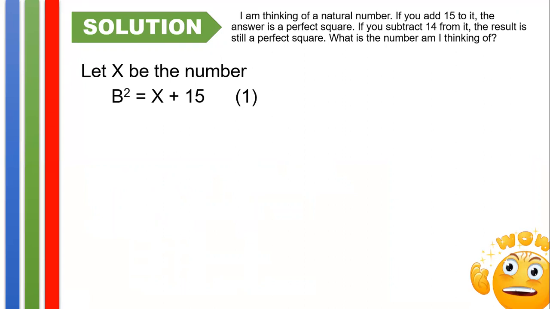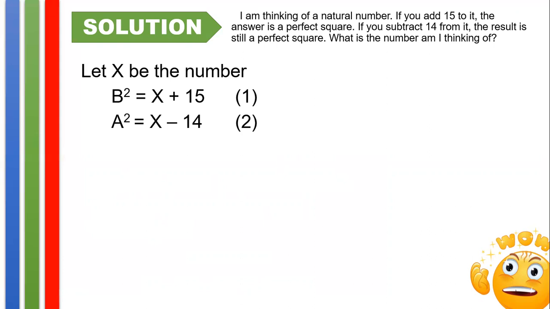We have the second condition. It says, if you subtract 14 from it, the result is still a perfect square. So if we have x minus 14, the result is still a perfect square. Let's call that perfect square a squared. You could see I represented them as two different variables because in the first place, they are two different squares.